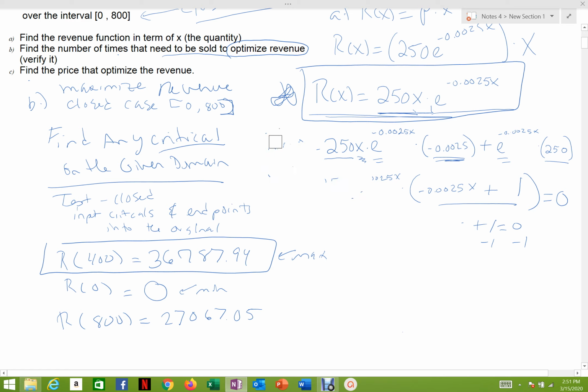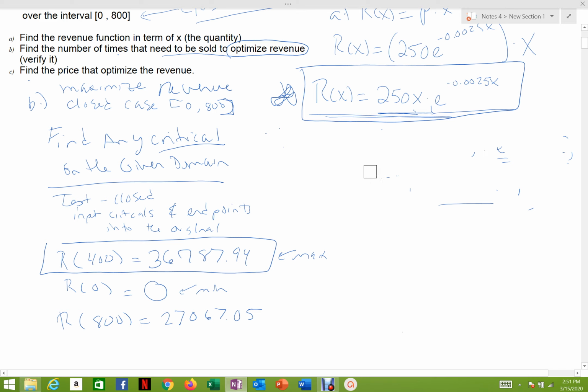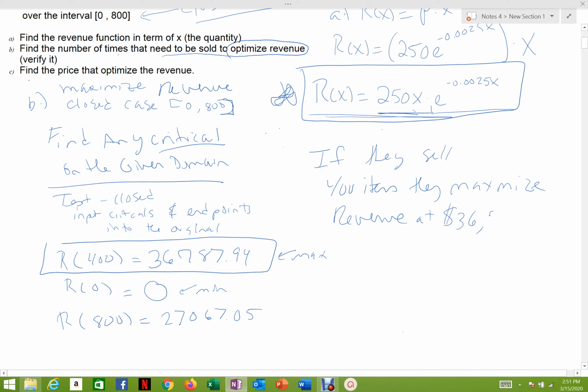So then my answer written, because it's applications. Whenever we have applications, always write your answer with units. Always answer the question, and make sure you always provide units with your question's answer. So we found that if they sell 400 items, they maximize revenue at $36,787.94. So there's the answer to part B.